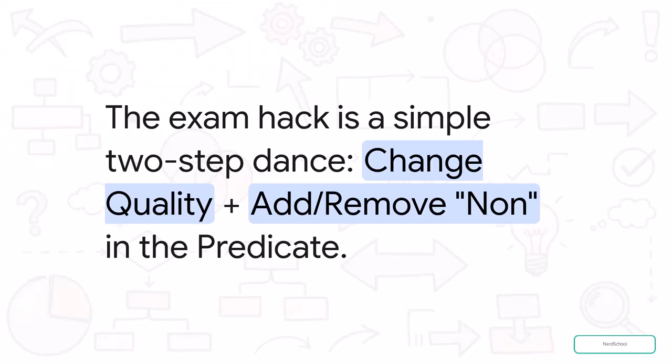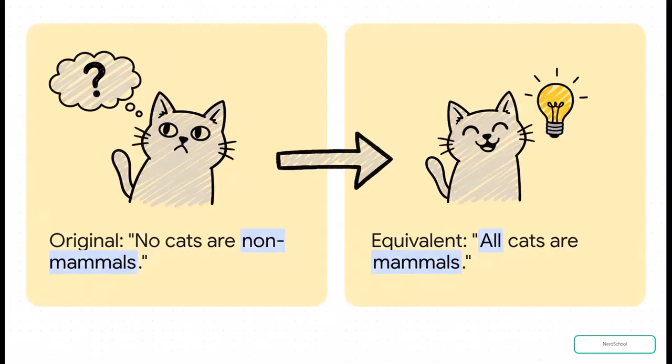But let's cut to the chase and give you the exam hack you need to remember. Just think, change the quality, then add or remove non from the second part. That's it. It's a simple little formula. Let's see it in action. Check this out, where we have the clunky sentence, no cats are non-mammals. Let's use the hack. Step 1. Change the quality, so no becomes all. Step 2. Remove non from non-mammals. And what do you get? All cats are mammals. Boom. So much easier to understand, and it means the exact same thing.